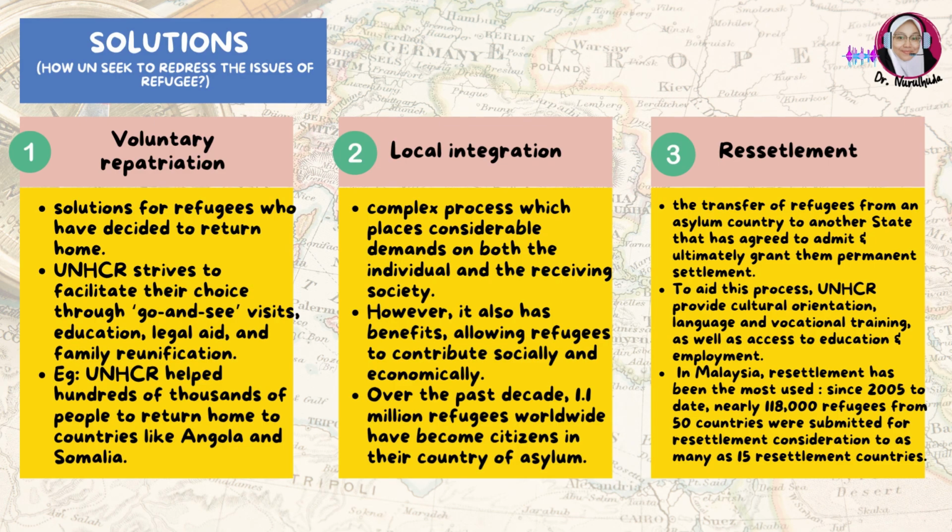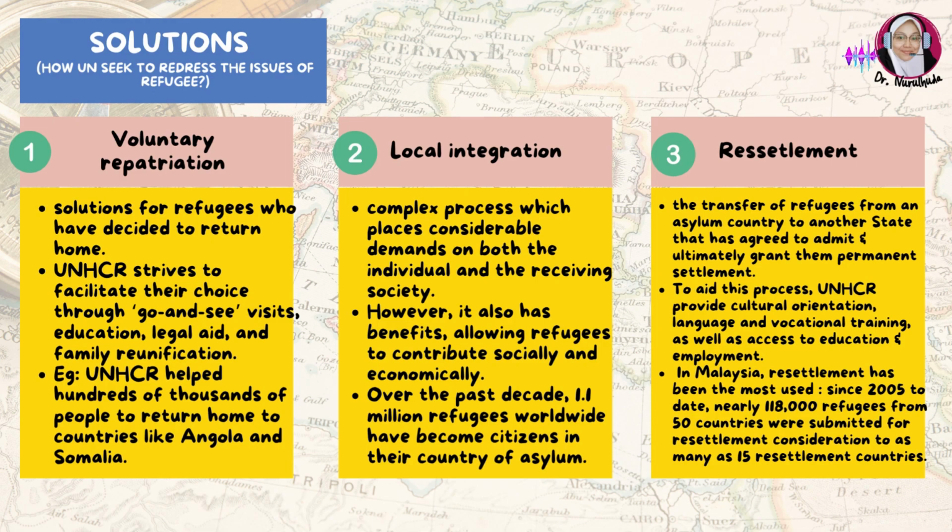Firstly, by voluntary repatriation. Voluntary repatriation is a solution for refugees who have decided to return home. The UNHCR strives to facilitate their choice through go and see visits, education, legal aid, and family reunification. For example, the UNHCR has helped hundreds of thousands of people to return home to countries like Angola and Somalia.